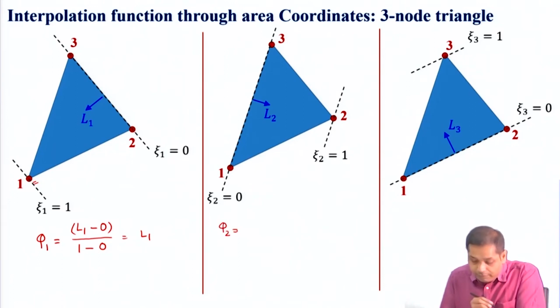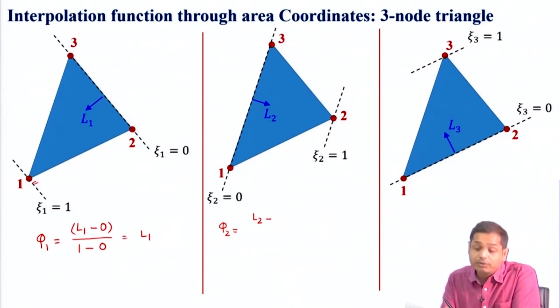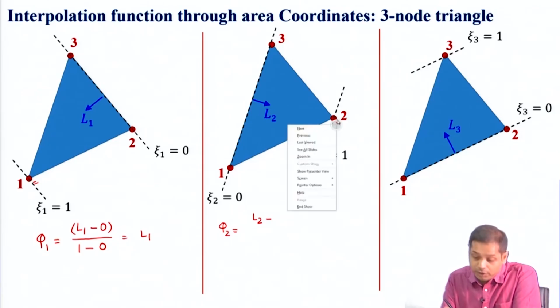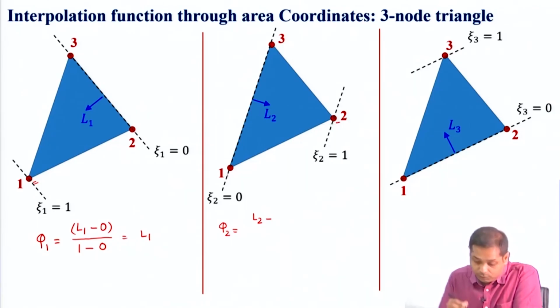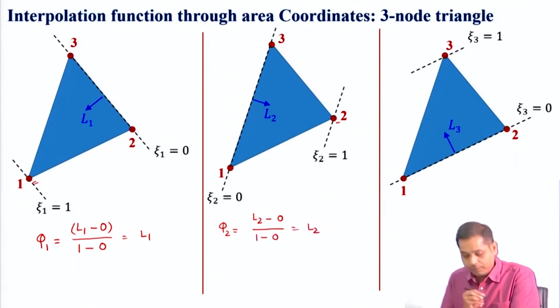Phi 2 will be L2 minus, this is phi 2, the shape function corresponding to this node. So L2 minus the coordinate of this node, which is 0, and then coordinate of this node minus coordinate of this node, means 1 minus 0. This is equal to L2.